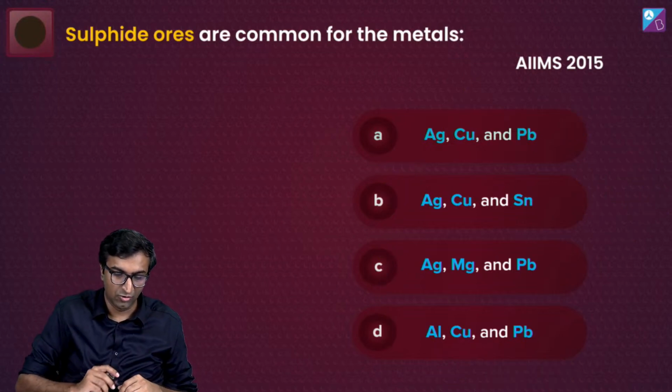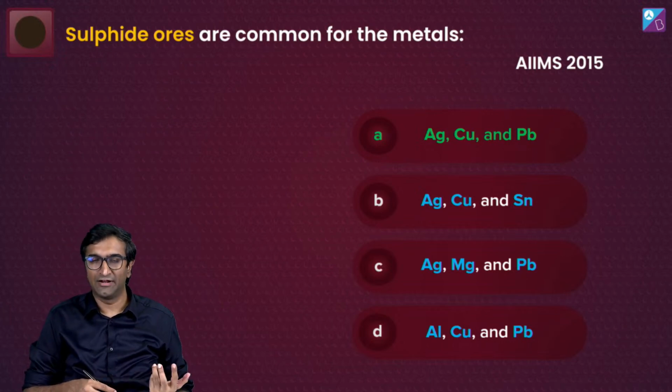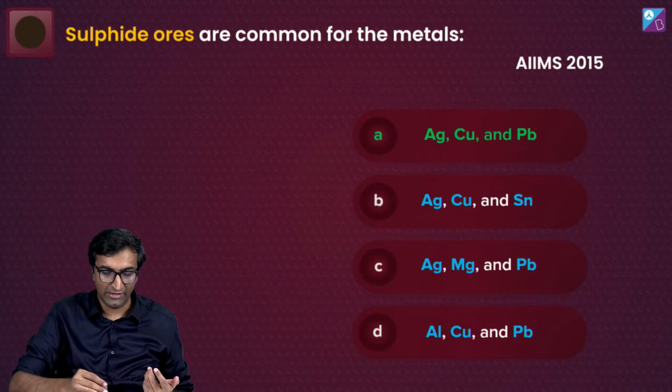So the answer for this one is going to be A. It's possible to use a little bit of reduction to do this, but this is one of those chapters where you just have to memorize it, and what else can we do, right?